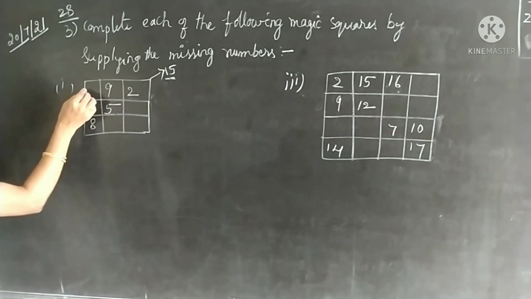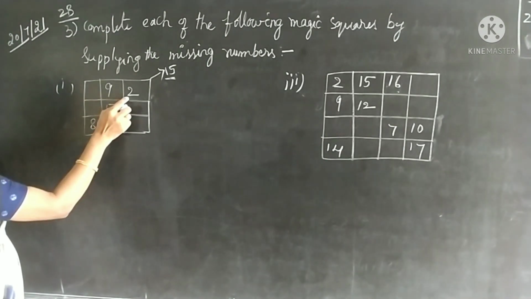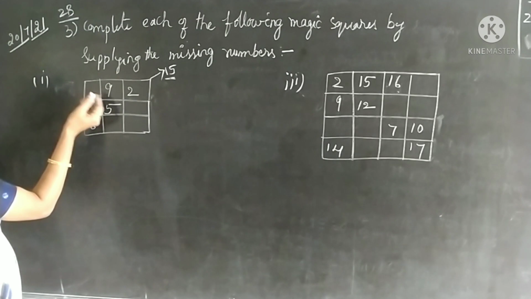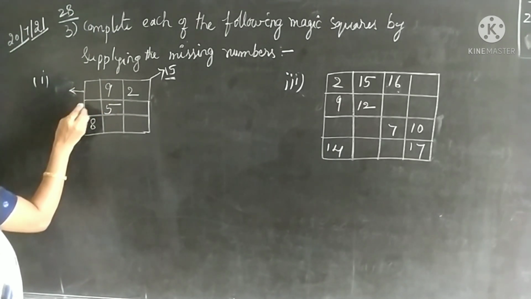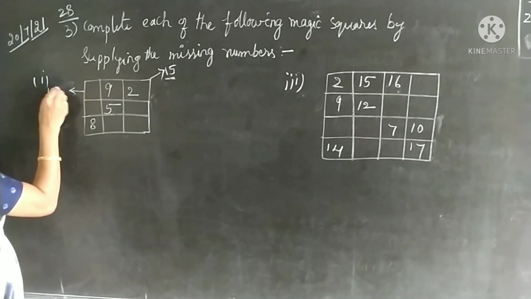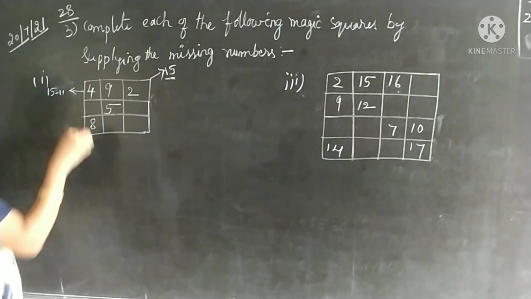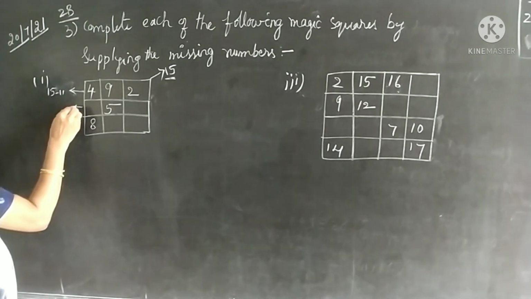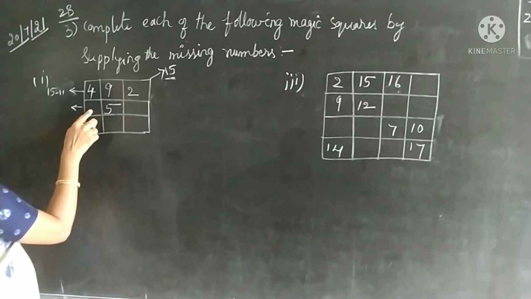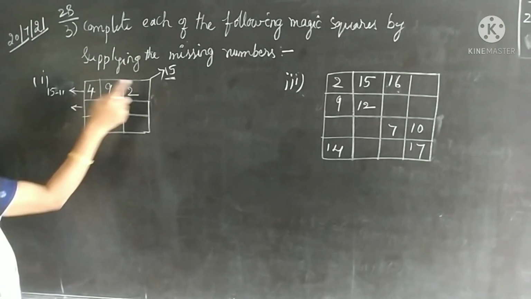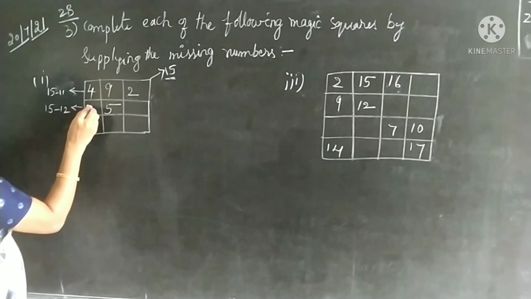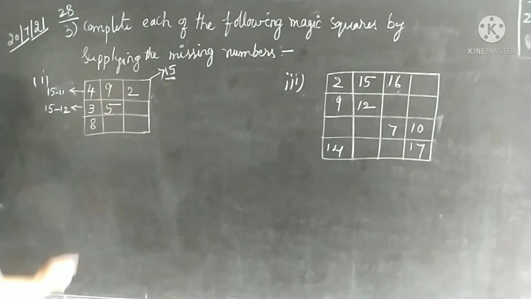Okay. Now see, the remaining numbers you will write here. 9 plus 2, 11. To get this 15, how much do you have to add? 15 minus 11, how much? 4. Okay. Now see this block: 8 plus 4, 12. The total is 15, so 15 minus 12, how much? 3. Okay, you fill it.